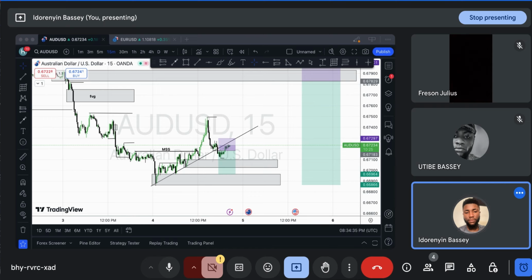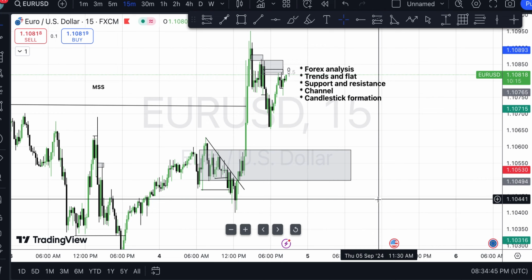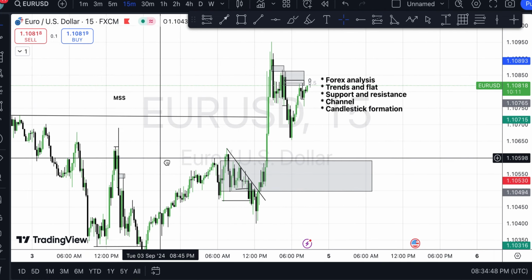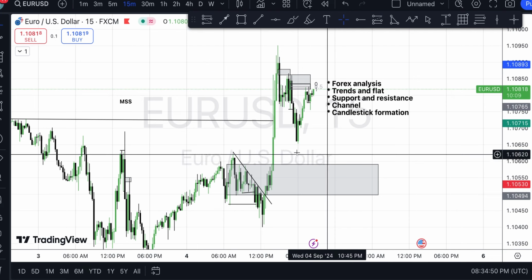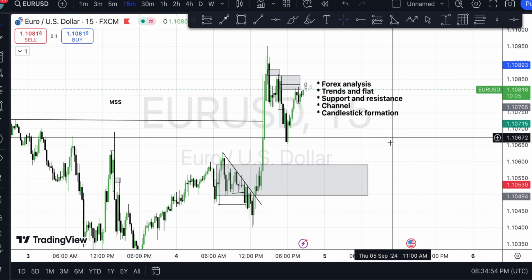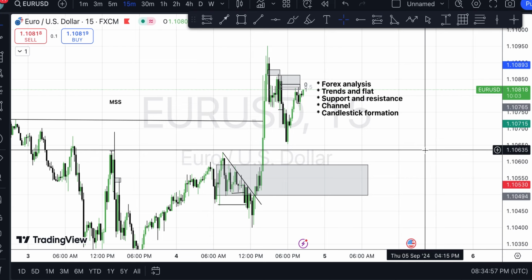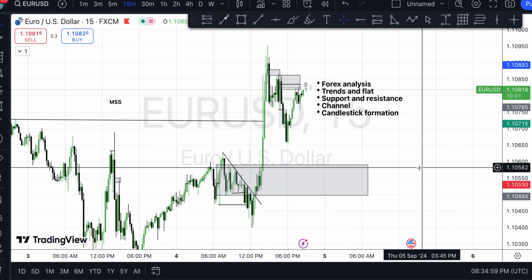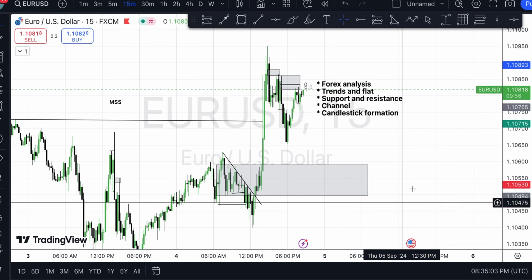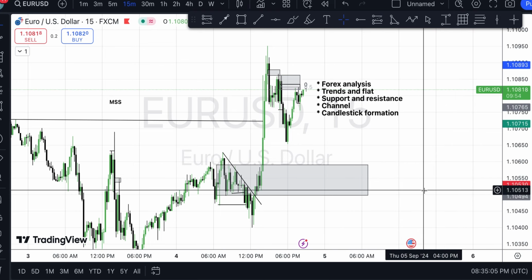So let's look into support and resistance. As a new trader, this should be like the first strategy that you should learn. This strategy is a very simple strategy that you can use to trade if you don't want to complicate things. You know, support and resistance.